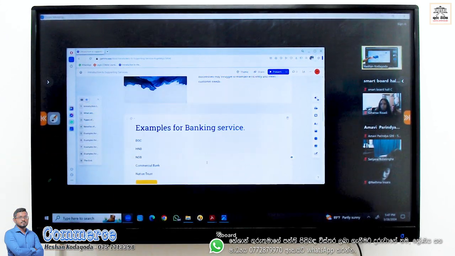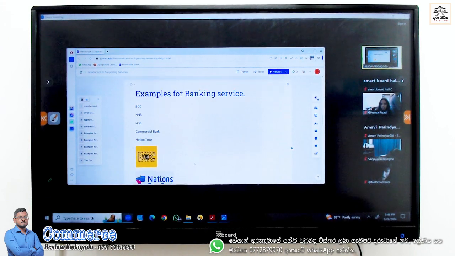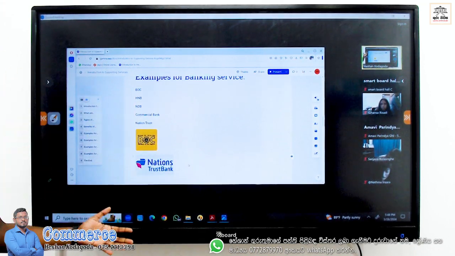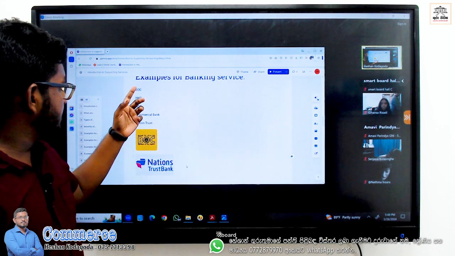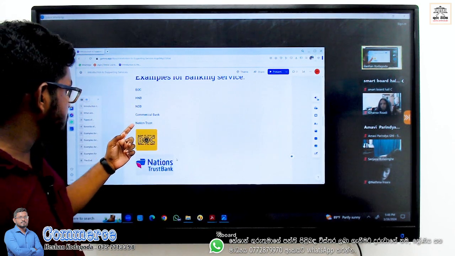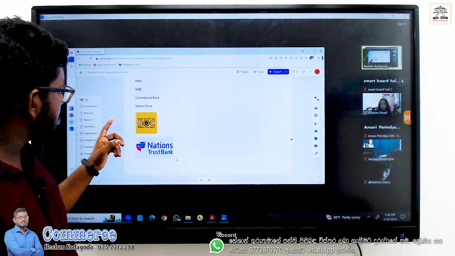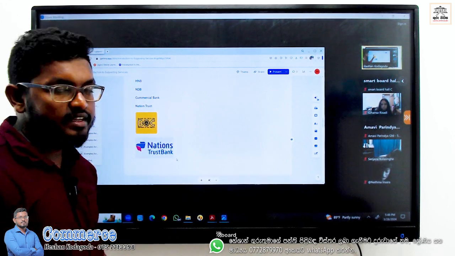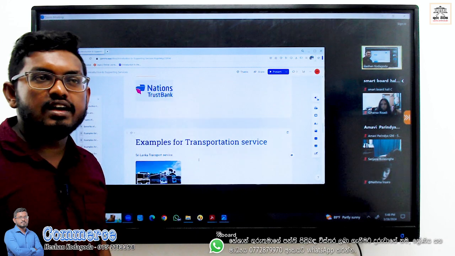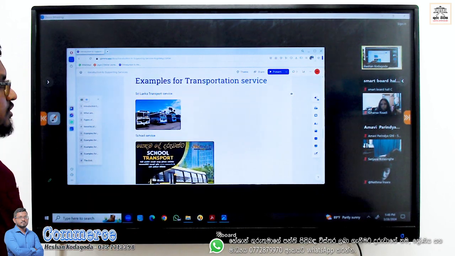So this is the addition. In here you can see different banking services. For example, these are BOC, HNB, NDB, Commercial, Nation Trust. Okay, right. These are examples. We discussed about licensed commercial banks in here. Okay, move to the other one.